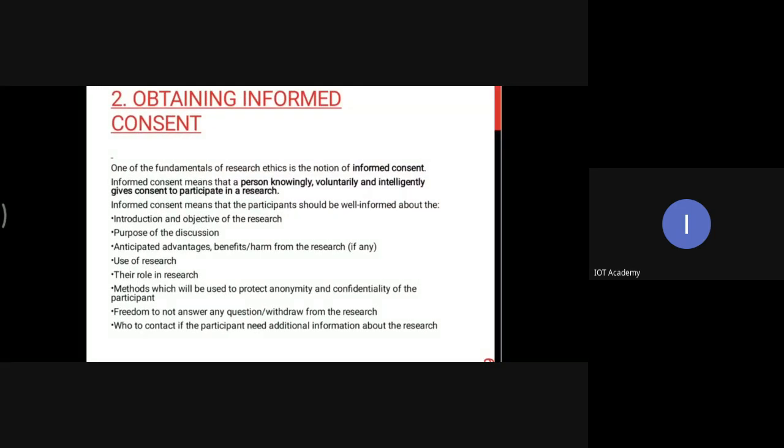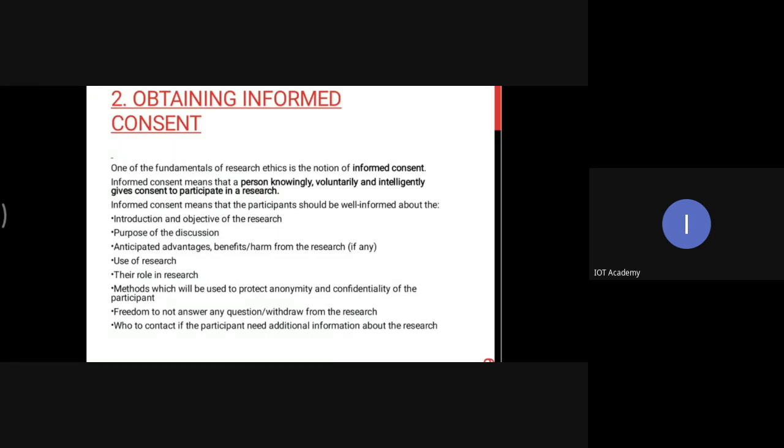Then secondly is obtaining informed consent. Anybody who's a participant in the research, we have to ensure the consent is voluntary. No payment has to be made to the participants. And we have to be judicious enough to decide whether they are willing to be a participant or whether they are not willing to participate. And what kind of information should be informed? That is, what is the purpose of the research?